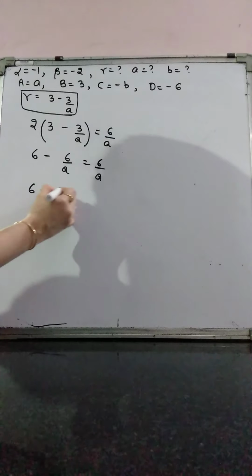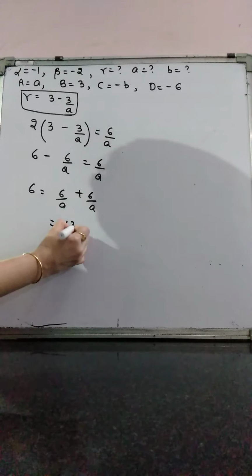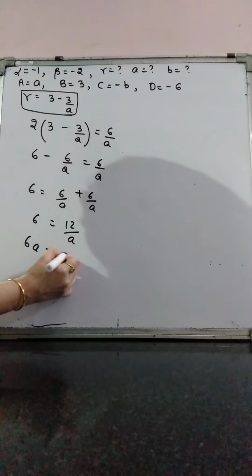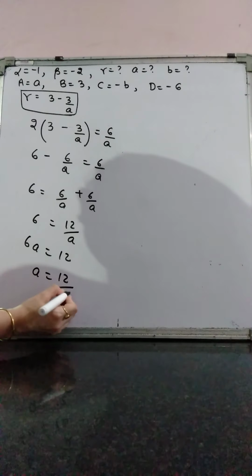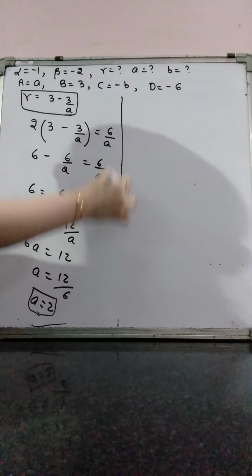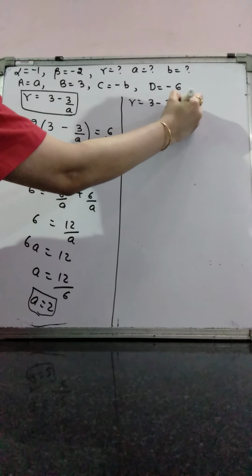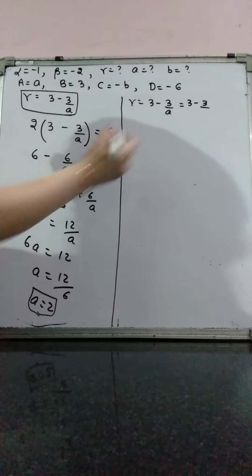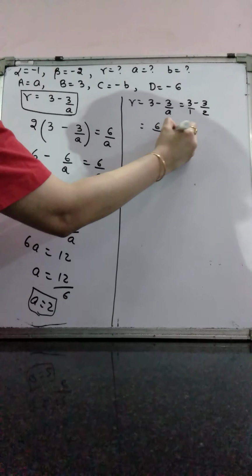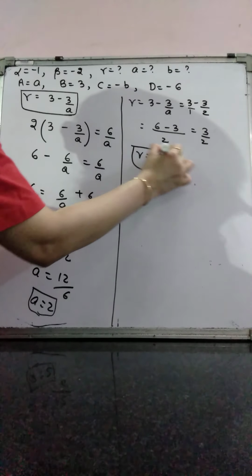Collect terms containing a on one side. 6 by a plus 6 by a, that is 12 by a. Cross multiply. The value of a is 12 by 6, that is 2. Now substitute the value of a in this, 3 minus 3 by a, 3 minus 3 by 2. Take LCM. That is 3 by 2. So the third zero gamma is 3 by 2.